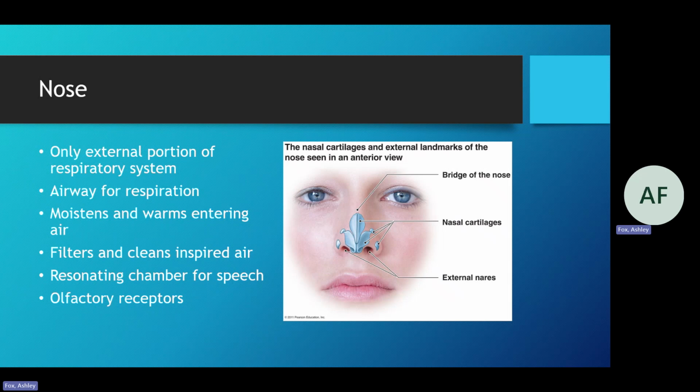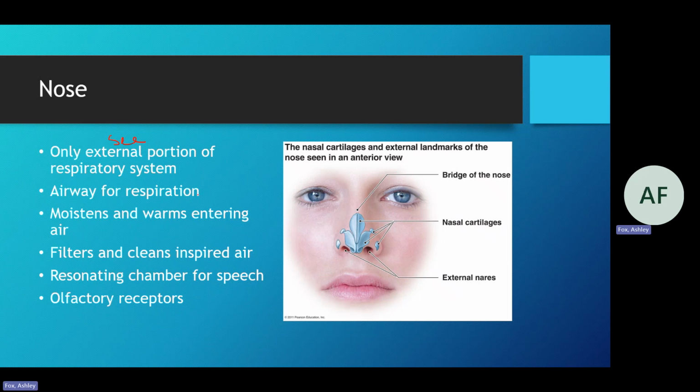The nose. So first part is the only visual part. This is the only external part, meaning we can see it, of the respiratory system. So you can see it from the outside. This is just the opening. So this is how we inspire and expire.